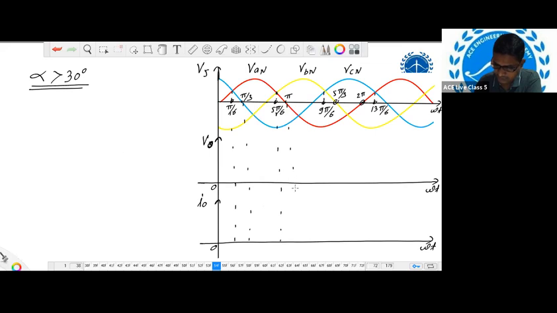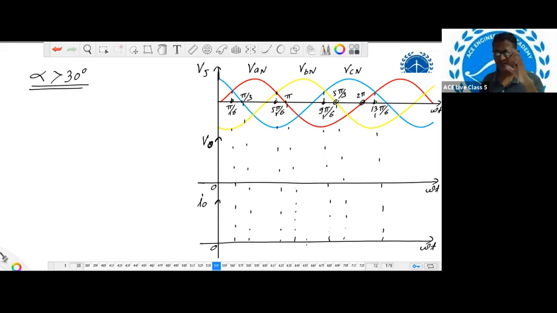Alpha 30 degree means what is omega T for thyristor T1? Come on. If alpha is 30 degree, what is the value of omega T for thyristor T1? Yes, Salman Khan, correct. It is pi by 3. Mukul, you are saying pi by 6. How?